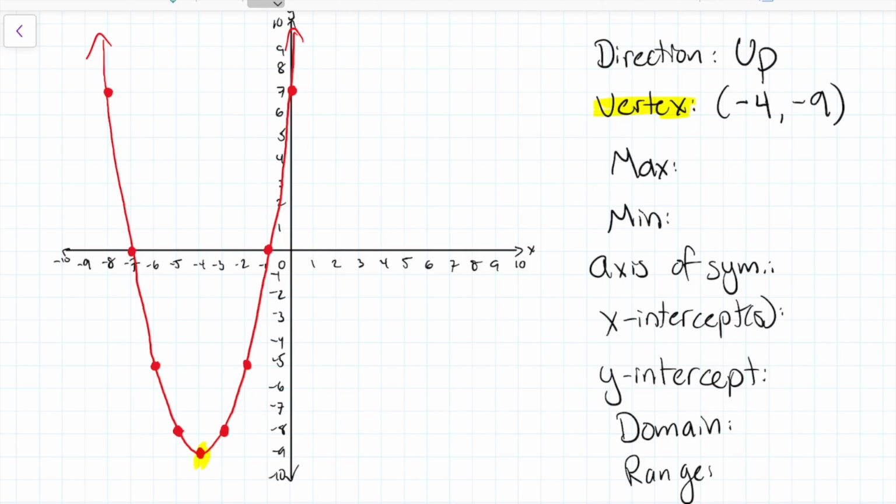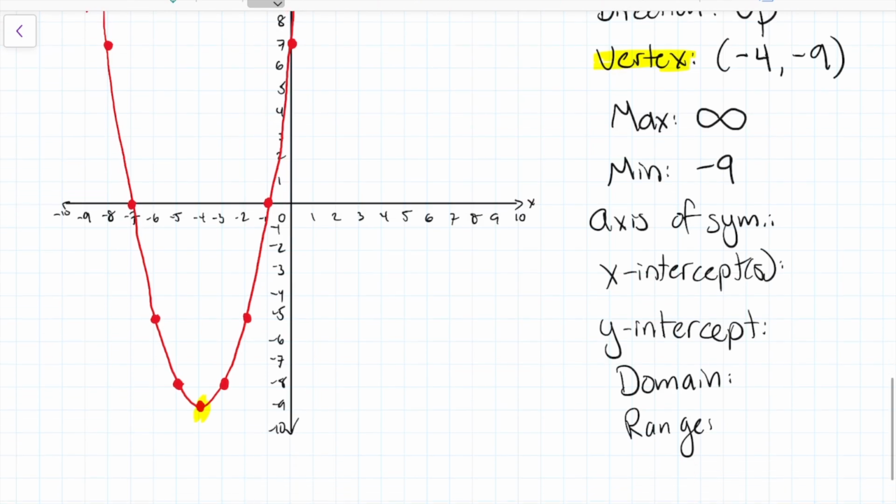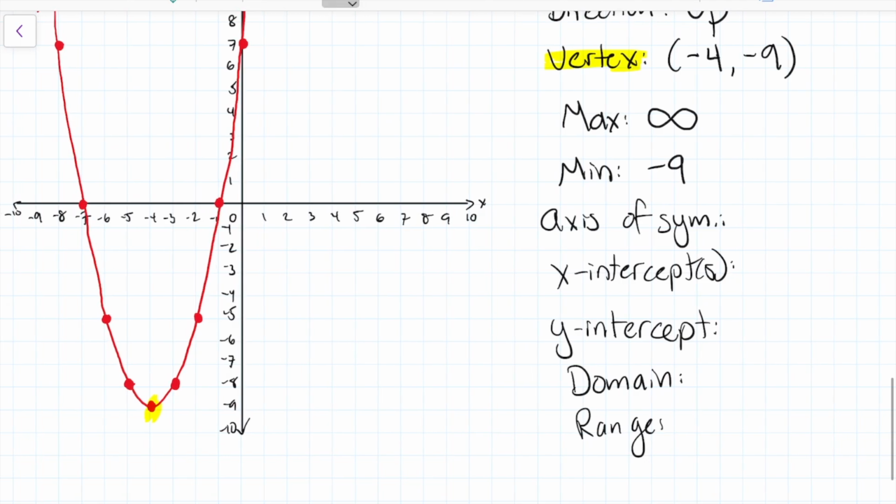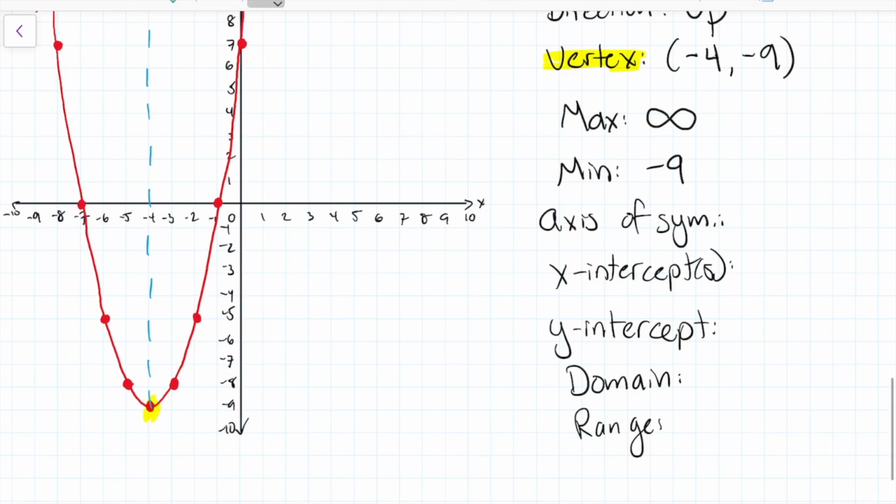Your maximum value. So looking at our graph, it's going upwards, it goes up forever, so it goes all the way up to positive infinity. Our minimum value is at the vertex. It's the farthest down the graph goes. So our lowest value is our y value from the vertex, which is going to be -9. Our axis of symmetry is this dotted line, comes down through the middle of the parabola, crosses through the vertex, and is just going to be the x-coordinate of that point. So that is x equals -4.